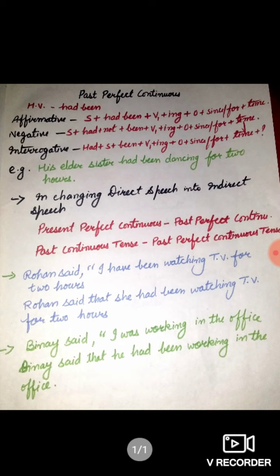Rohan said, I have been watching TV for 2 hours. It is changed into: Rohan said that he had been watching TV for 2 hours. And the second example is: Binay said, I was working in the office. Now the reported speech is in past continuous. Binay said that he had been working in the office.